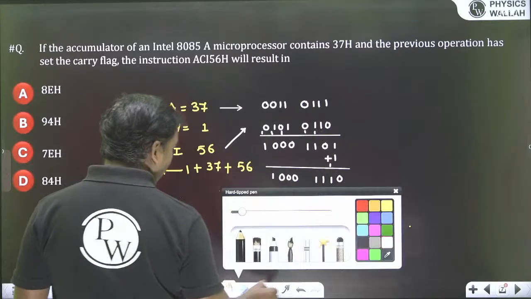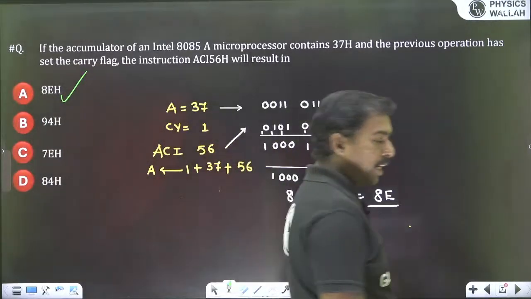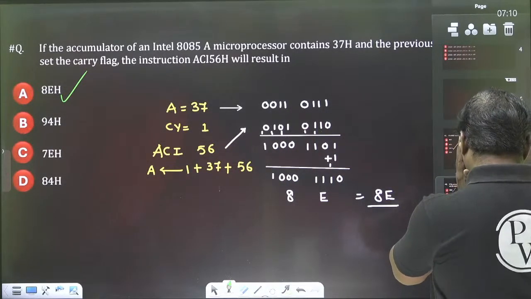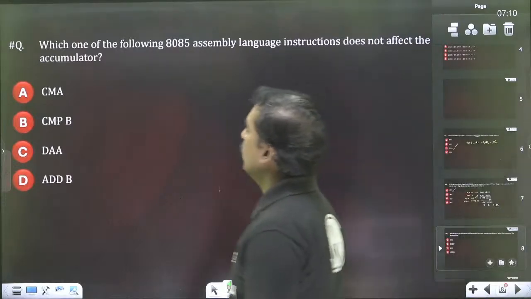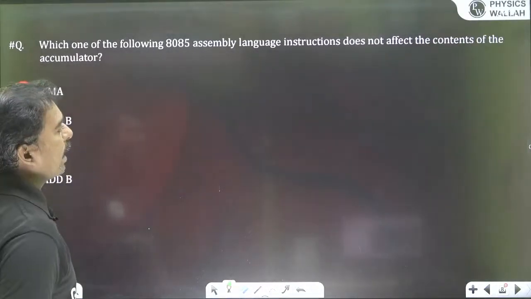Chalo, 8EH is the right answer. So the right answer goes to option A, my dear. Option A is the right answer. Let us go for the next question. Which one of the following 8085 assembly language instructions does not affect the contents of the accumulator?